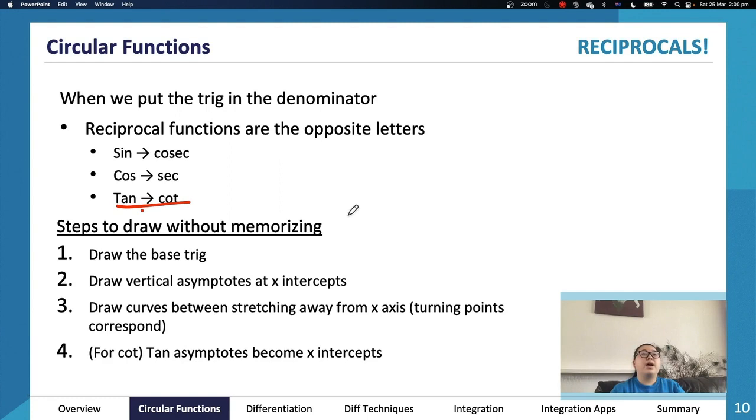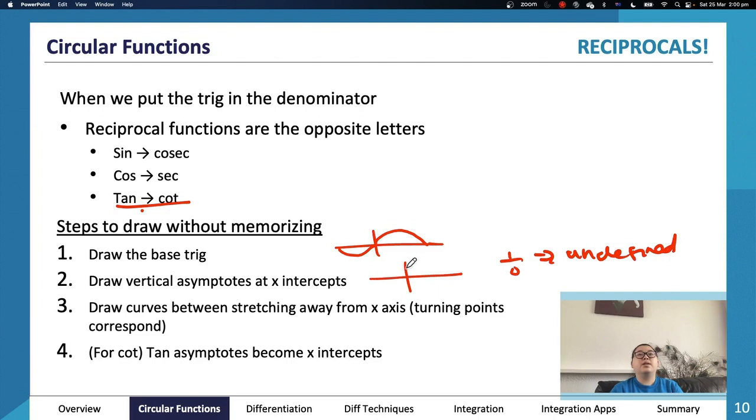Alright, so how do we draw these without memorizing? We draw the base trig function, and then we draw vertical asymptotes at the x-intercepts. Let's go through that together. Say we're drawing the base sine function, and then we draw asymptotes at the intercepts because 1 over 0 is undefined.